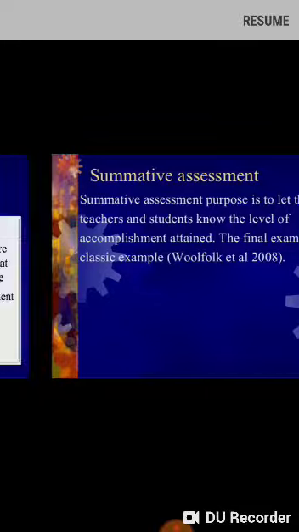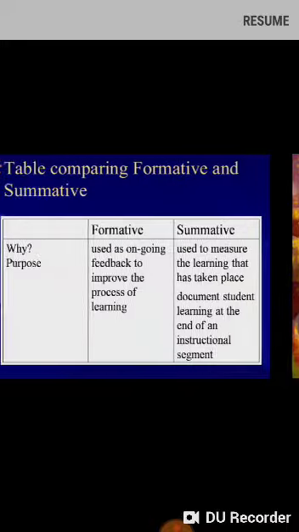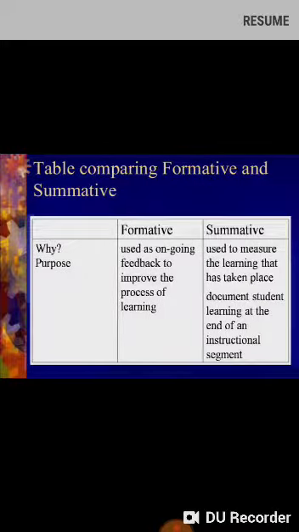Now here we will discuss the purpose of formative and summative assessment. The main purpose of formative assessment is that it is an ongoing process that helps to give feedback to the students and to improve the process of learning. And the purpose of summative assessment is to measure the learning that has taken place or to document students' learning at the end of an instructional segment.